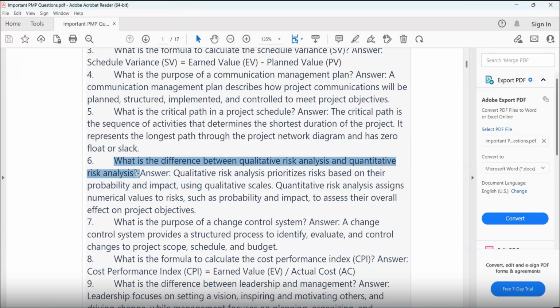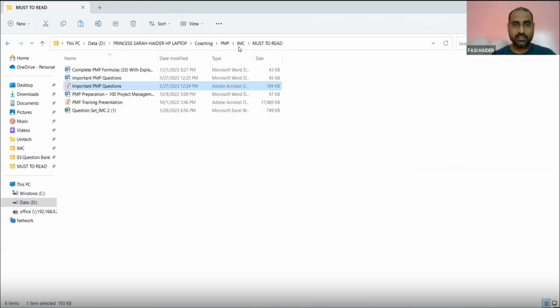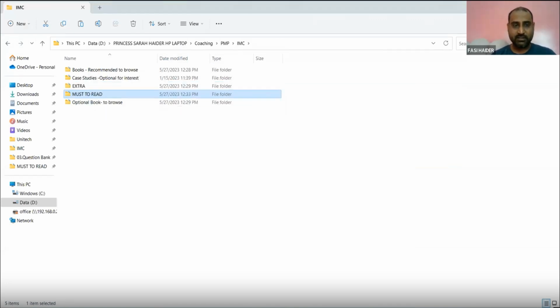Sir, can you explain the critical path once again? Yes, definitely. That is why we are here, so that if there is anything, we can clear it again. So I am trying to send it. Let me just see how much, 21% has gone. So please download it. It is all in a simple format.